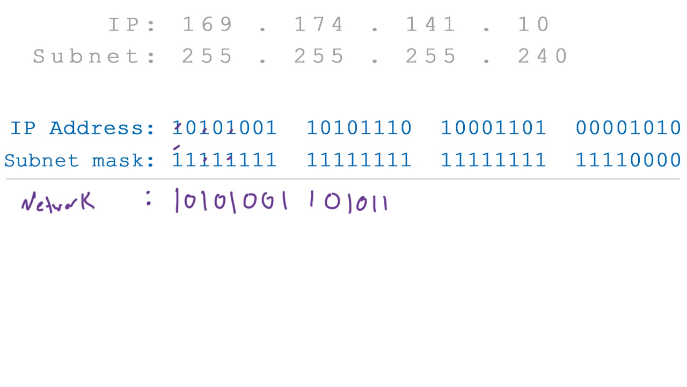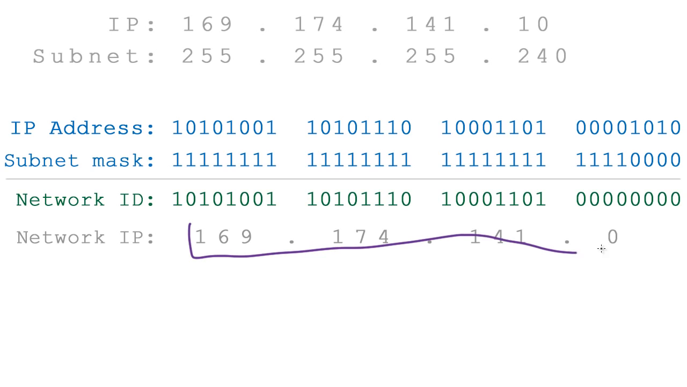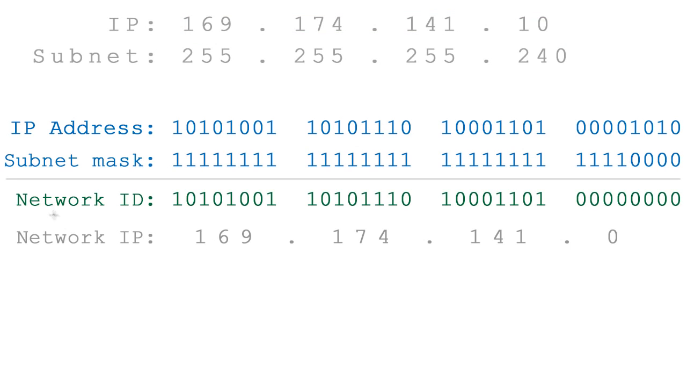I actually already wrote it out because I didn't feel like doing it, so let me just pop it up, and there you go. That is your network ID, and of course once we have the binary, we can convert it into a human readable IP address, and there you go. So right here, this is your network's IP address, and this is your own computer's IP address.